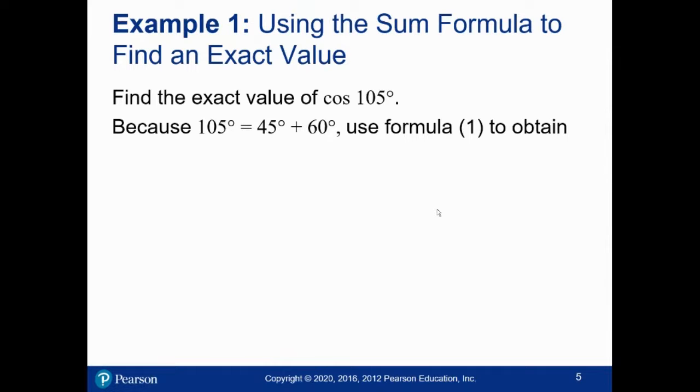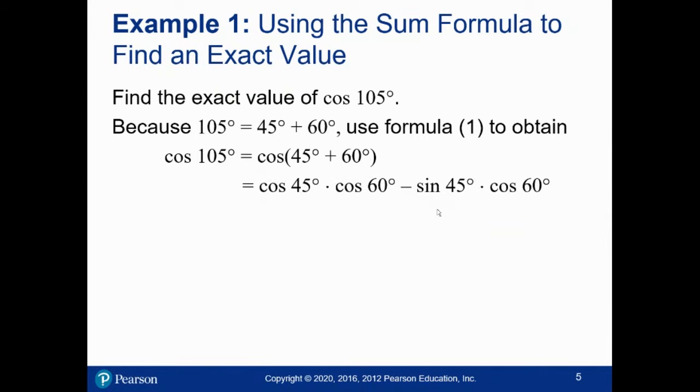So this formula from the previous slide says, instead of cosine of 105, call it cosine of 45 plus 60 degrees. The sum formula for cosine says cosine of the first times cosine of the second minus sine of the first times, this is supposed to be a sine, of the second. And I know all of these values, okay? The cosine of 45 degrees is root 2 over 2. The cosine of 60 degrees is a half. The sine of 45 degrees is root 2 over 2. And the sine of 60 degrees is root 3 over 2.